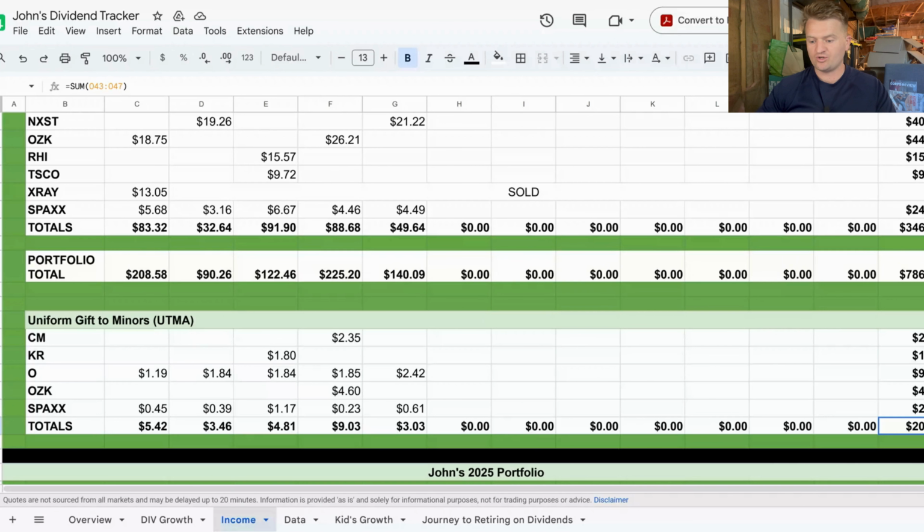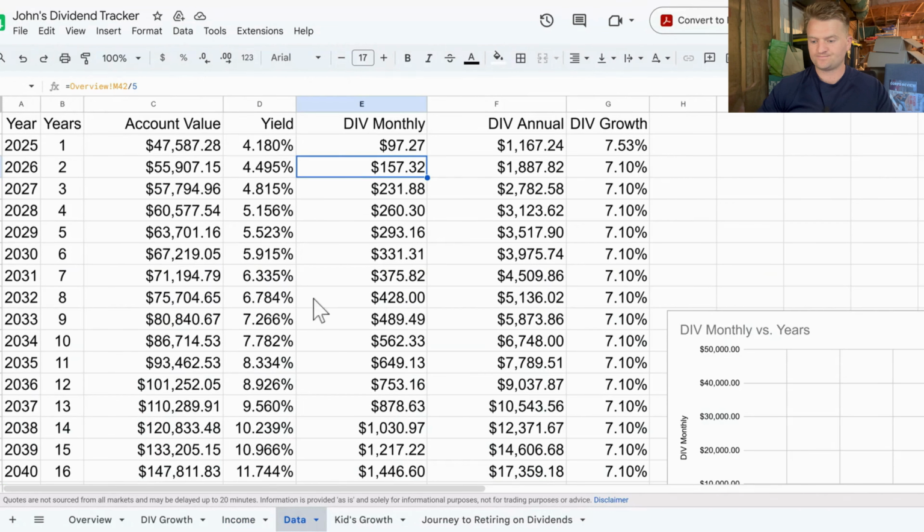Last but not least, jumping over to the data sheet, we can see here that for 2025, just to kind of catch you up, our yield at the end of the year was 4.18%, with a monthly dividend average over 12 months of $97.27. Annualized ended up being just shy of $1,200, which would be $100 a month. And the growth rate, oh, we'll get to that in a sec.